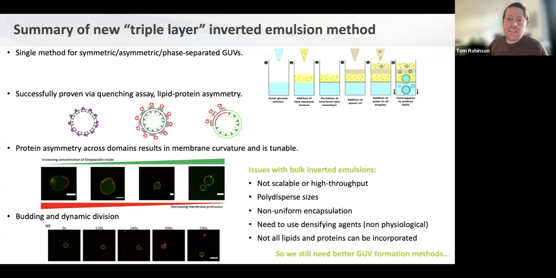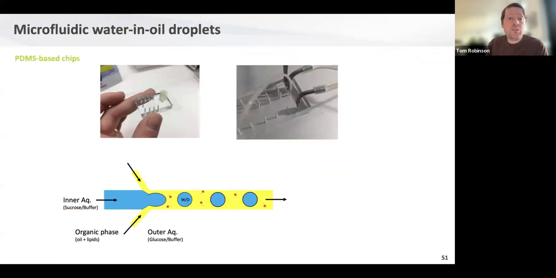These are that it's still a bulk technique, so it's not really scalable or particularly high throughput. You get a batch and that's it. The sizes of the vesicles that we get are still quite varied. There's not very uniform encapsulation, so it can vary to a certain degree. We still need to use densifying agents such as glucose and sucrose, so it's not particularly physiological. As well as that, not all lipids and proteins can be incorporated. So this is why we sometimes resort to using microfluidics in our lab as well.